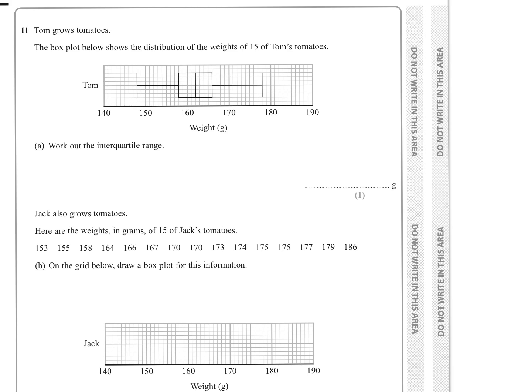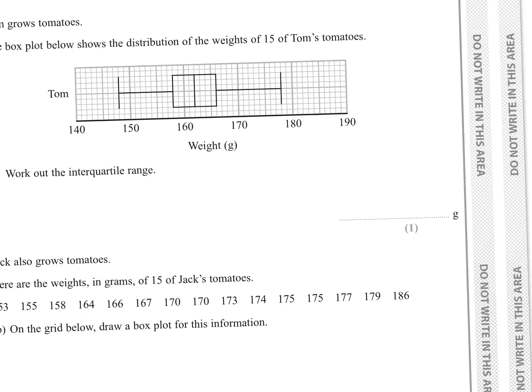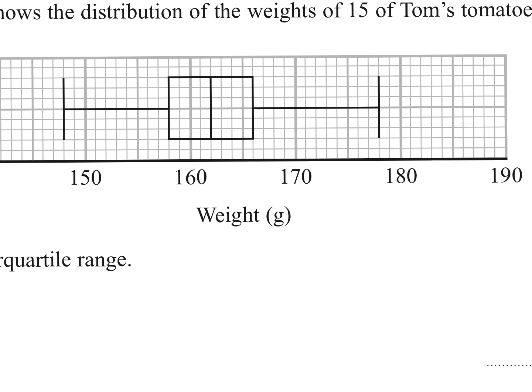Question 11. Tom grows tomatoes, and the box plot below shows the distribution of the weights of 15 of these tomatoes. And we've firstly got to work out the interquartile range. So this is going to be the lowest value in the data. This is the highest value, and then we've got the lower quartile and the upper quartile here. And the difference between those is the interquartile range, i.e. looking at the spread of 50% of the data.